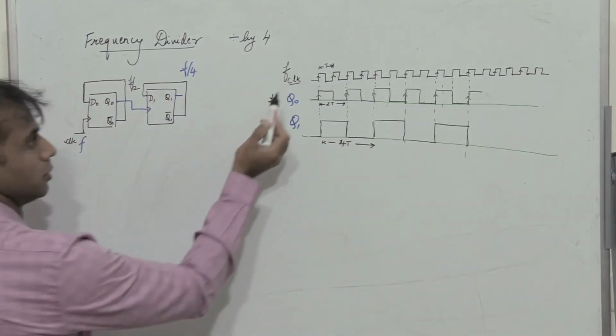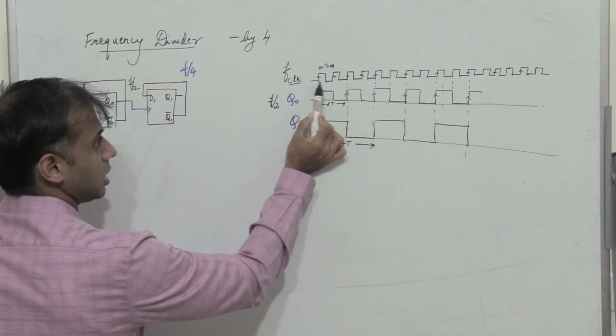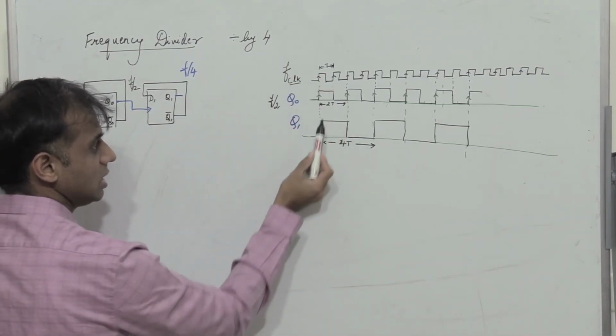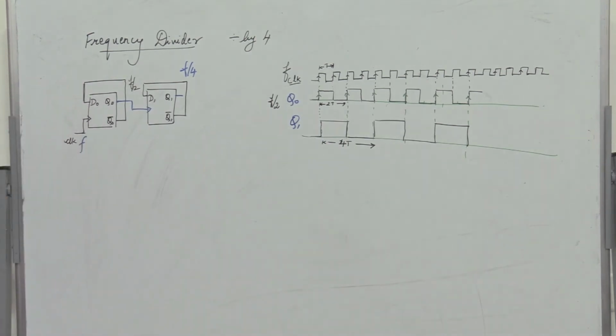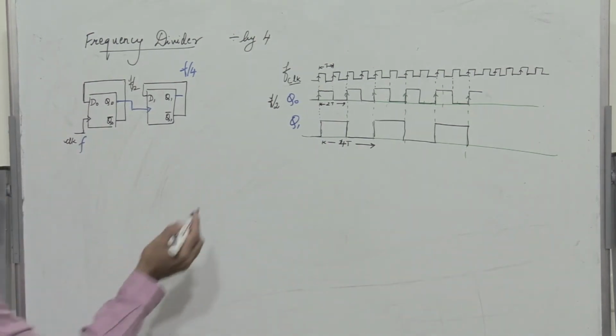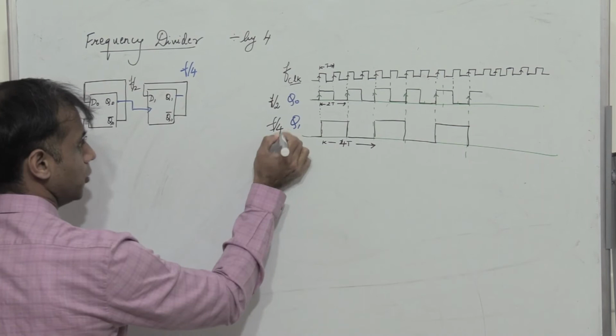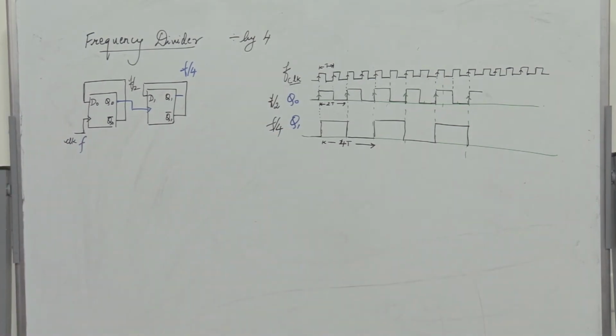Right? So if the time period of the input clock frequency is t, this is 2t and this is 4t, and therefore the frequency obtained is f by 4. So with this we get a frequency which is 1/4 the input frequency f. Now what should be done if I want a divide by 8 at the output?